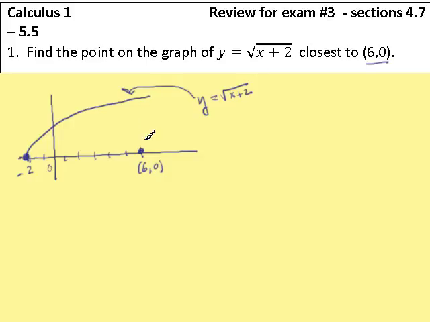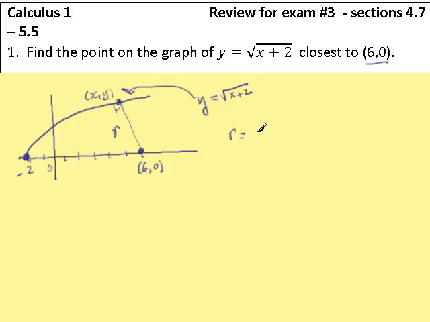So it doesn't look like it would be directly above. It looks like it would be a little bit off to the left. Let's mark this point. Let's name it (x, y). And let's call this minimal distance r. So what we want to do is minimize this distance r.